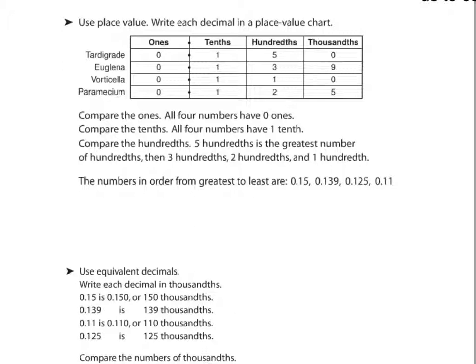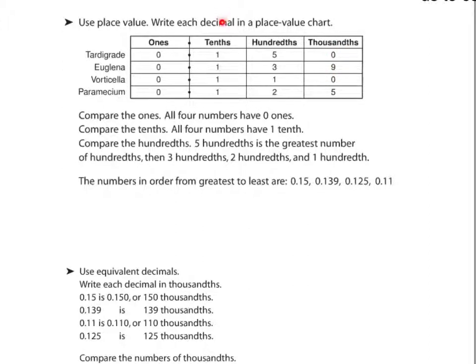Alright, so in order to compare numbers, one of the ways we can do that is to use the place value chart. Write each decimal in the place value chart, and then you have a very clear description as to which is the largest number. And again, this involves making them all equivalent by adding zeros if necessary.